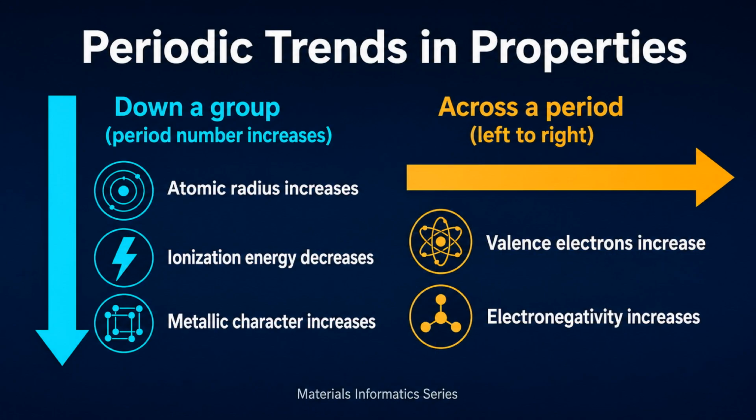There are clear trends in elemental properties. As you move down a group, the number of electron shells increases, so atomic radius increases, ionization energy decreases, and metallic character increases. As you move across a period from left to right, valence electron count increases, electronegativity increases, and nonmetallic character increases. These trends explain many material behaviors.